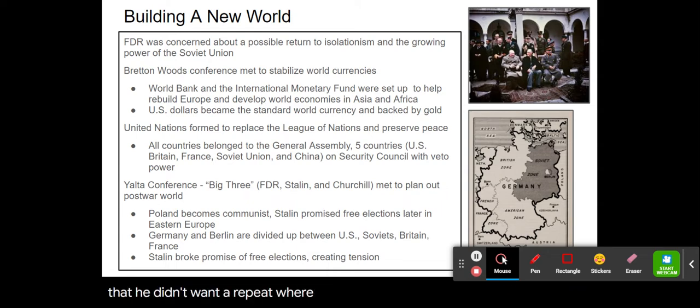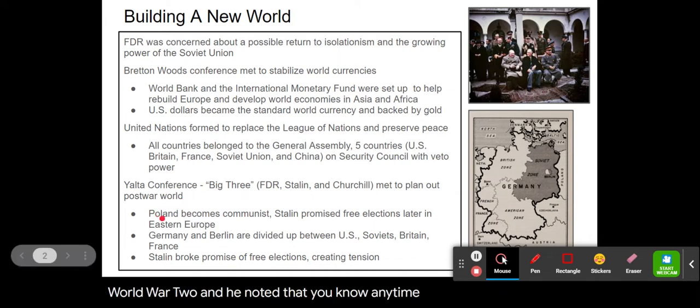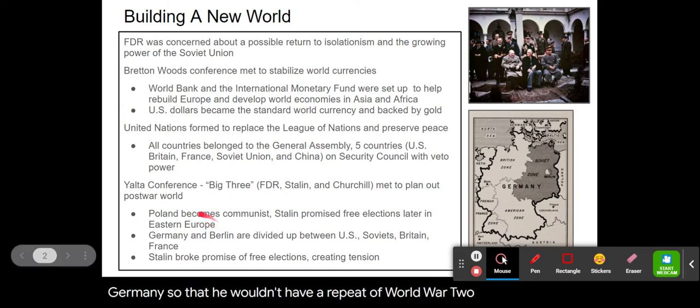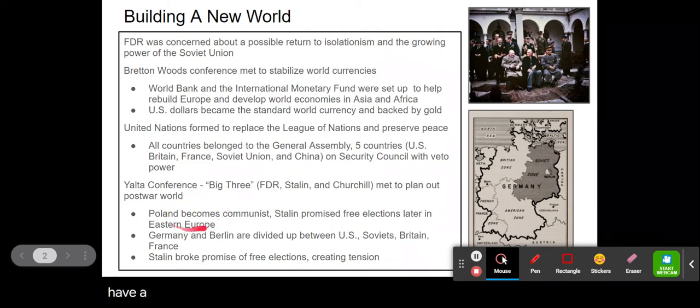a repeat where he would be invaded again like he was during World War II. And he noted that every time Germany tried to invade the Soviet Union, it came through Poland. So he wanted to create a buffer zone between his country and Germany so that he wouldn't have a repeat of World War II. So he wanted to have a friendly government in Poland.